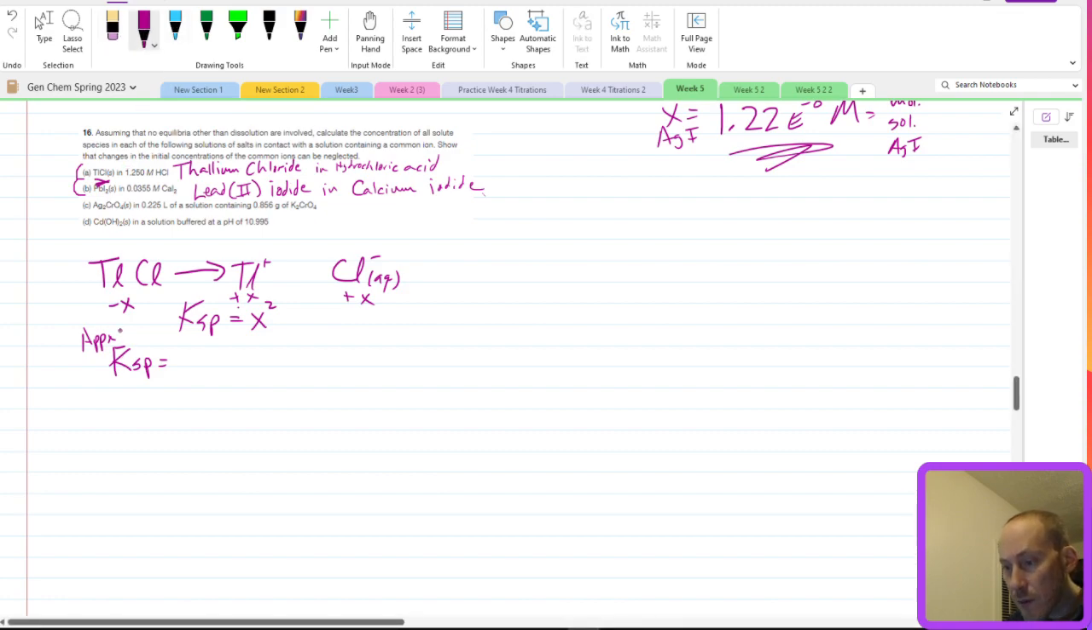Solubility products, Appendix J. That appendix says that the KSP is 1.7 times 10 to the minus 4. And that means that if we're ignoring the hydrochloric acid for a sec, 1.7 times 10 to the minus 4, the KSP, equals x squared.